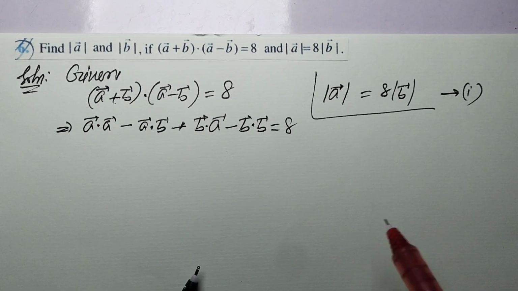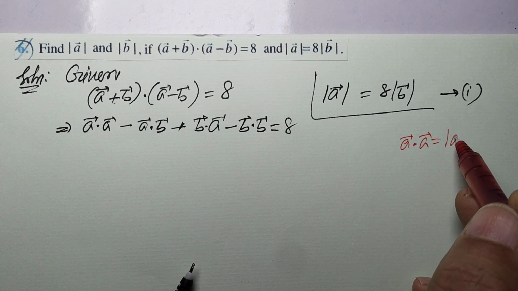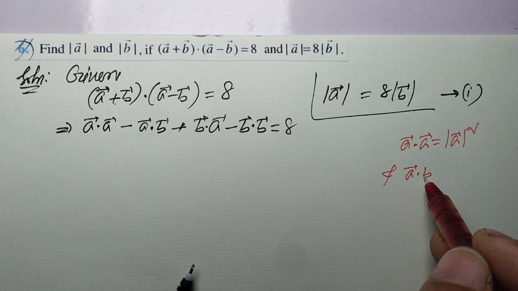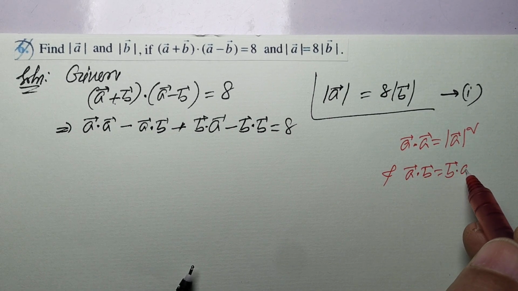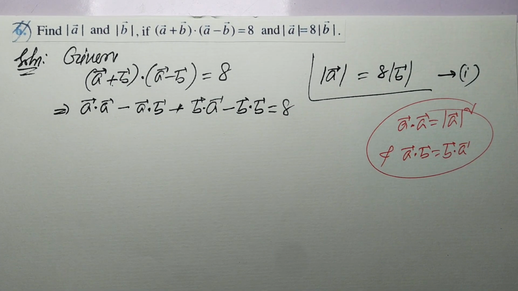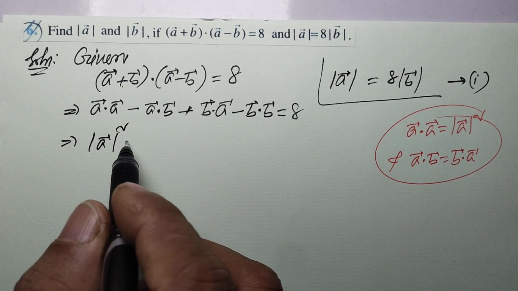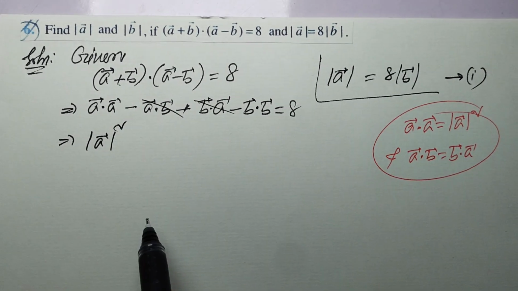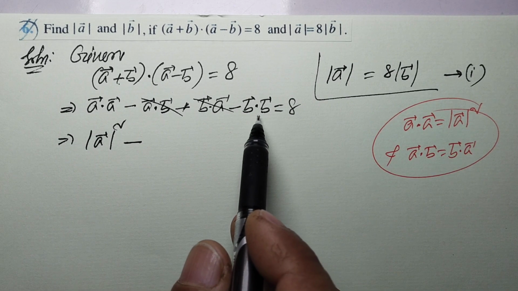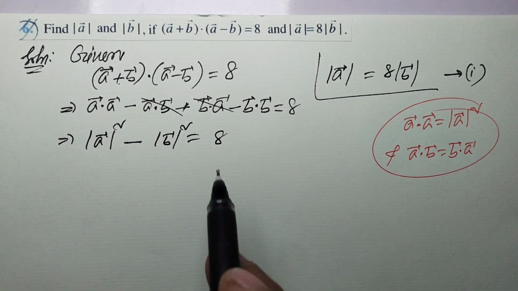Now we have to remember these formulas: a dot a is equal to magnitude a square, and another formula we know is a dot b is same as b dot a. These two formulas we have to know. We are going to apply them here. So a dot a, I can write magnitude a square. A dot b and b dot a are the same, so they get cancelled. The same formula a dot a equals magnitude a square can be applied for vector b also. So it will be b magnitude square. Right hand side is 8.